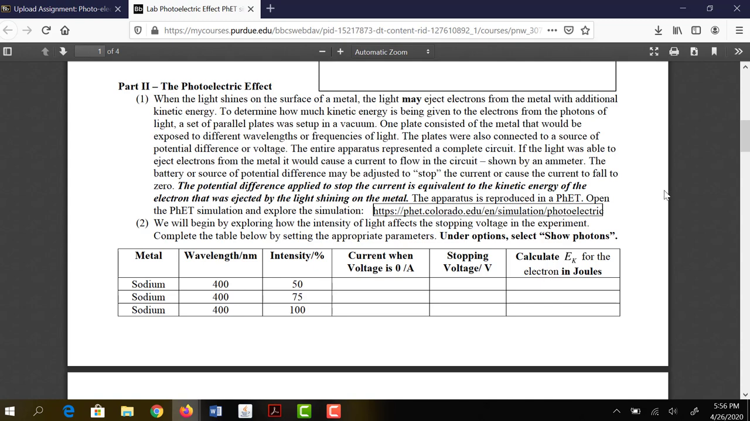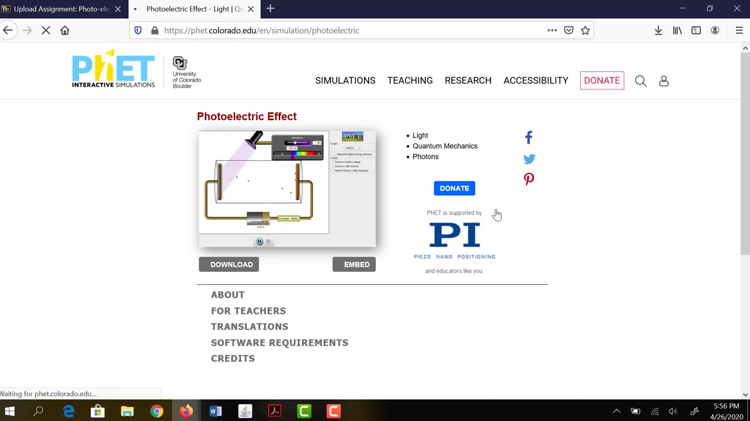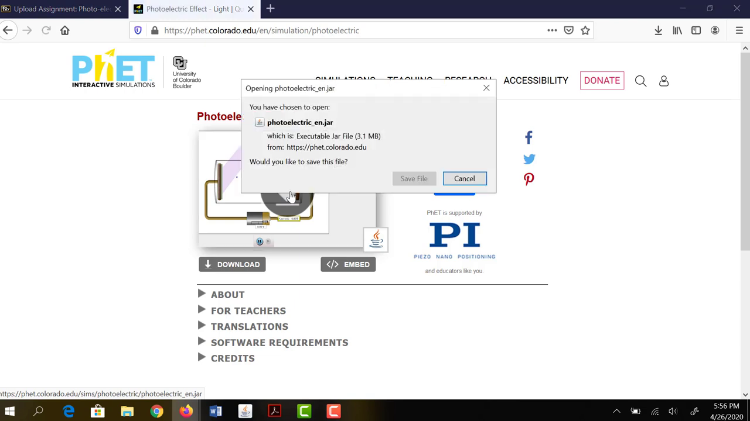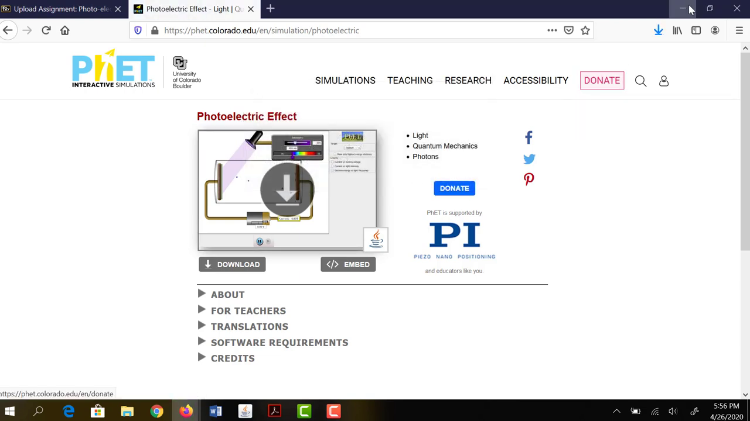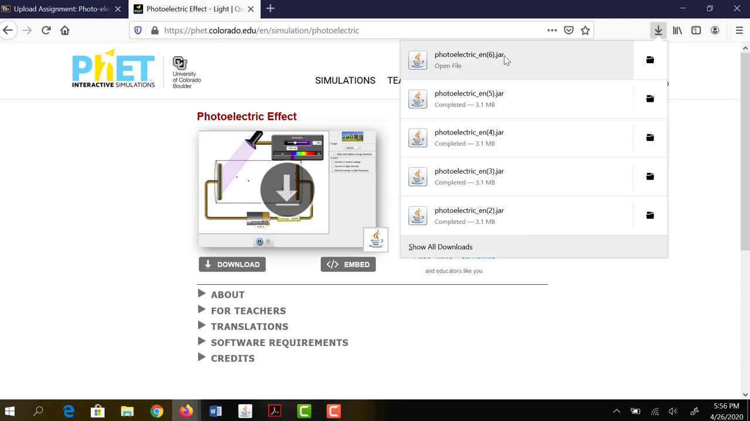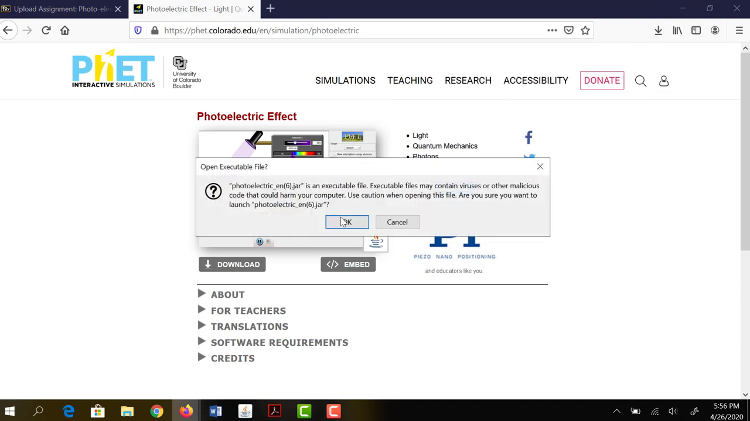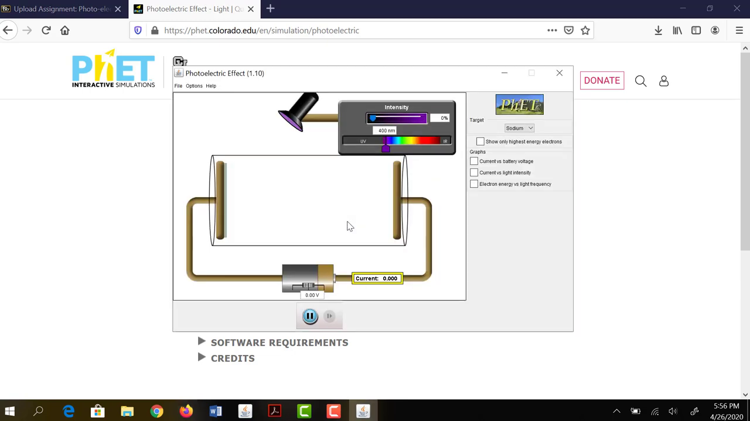Okay, so let's look at the PhET real quick, and then we can come back and look at the rest of this. Now you do need Flash to use this, so I'm using Firefox with this. The newest versions of Chrome won't work so easily with this, so I would just try using Firefox. And sometimes these PhETs just open right up for you, but this is a Flash-based one. So I'll have to download it. So save file, come up here, and I've opened it a couple times today. Executable file, so I'll just hit OK. And it looks like this.